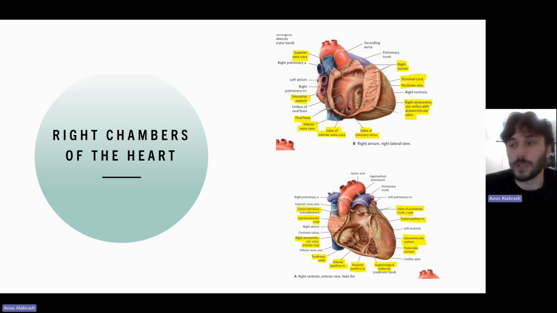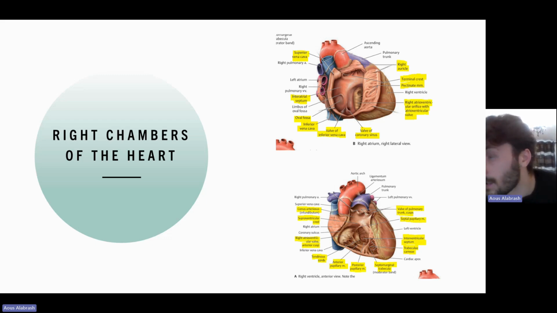So that's what the tendinous cords, or chordae tendineae, and the papillary muscles are, and you can also see them in the picture. The septal papillary, posterior papillary, anterior papillary, and the tendinous cords are all highlighted and pointed out. So what else do I want to cover here?